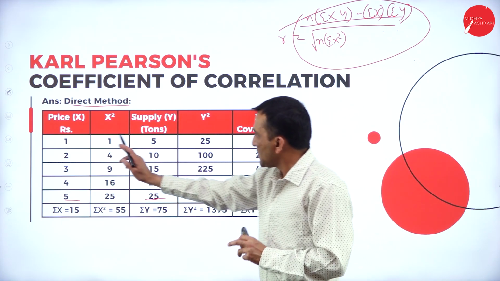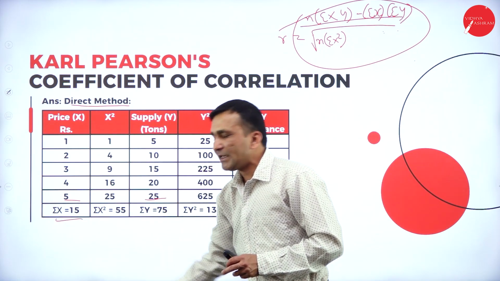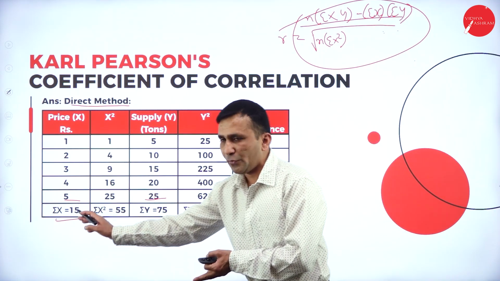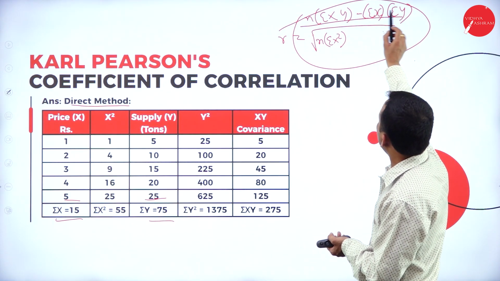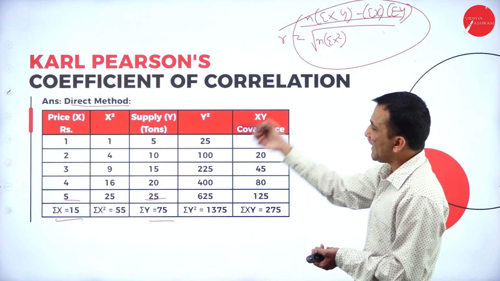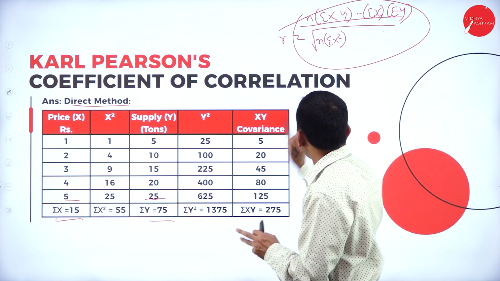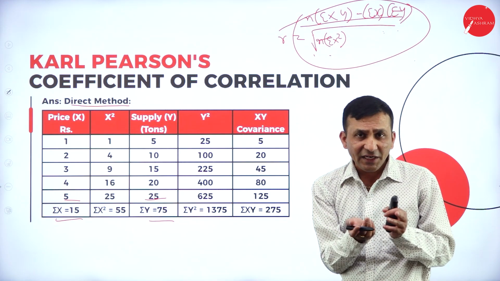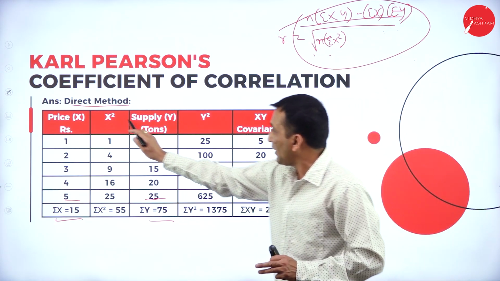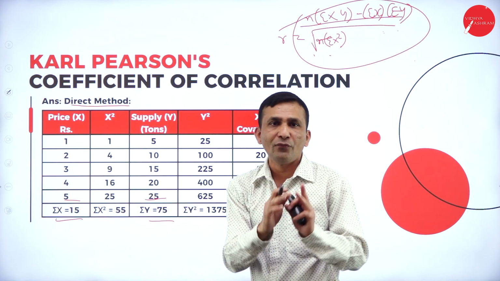Very simple, for the x series you can directly take the total. We get sigma x is equal to 15, and sigma y we get 75 directly. The numerator part we depend on directly. Again, for the square in the denominator, we need to depend on the deviation or square root. So with the help of the x series, we go for x square.